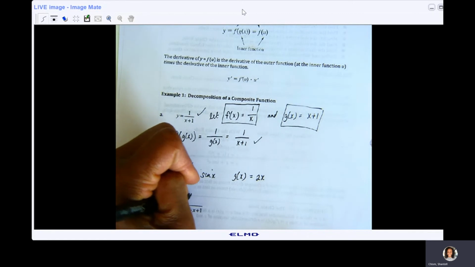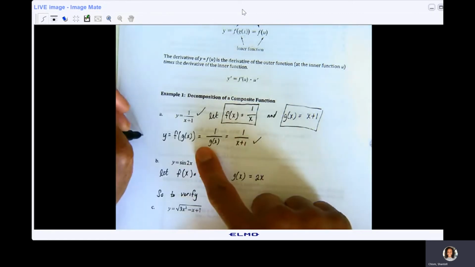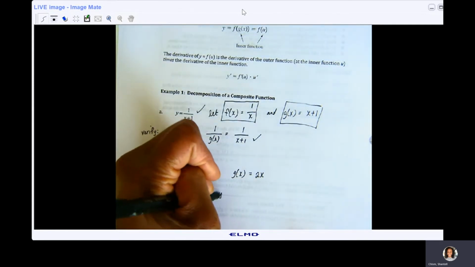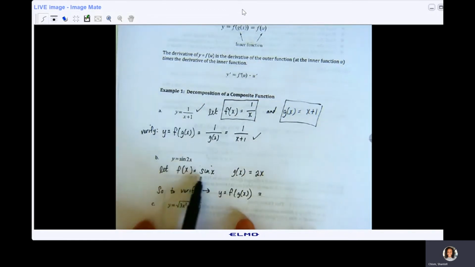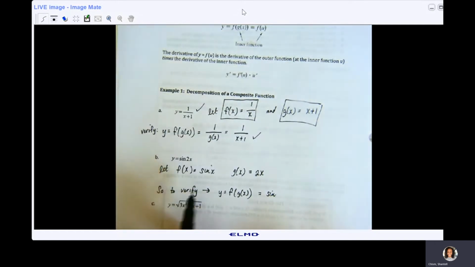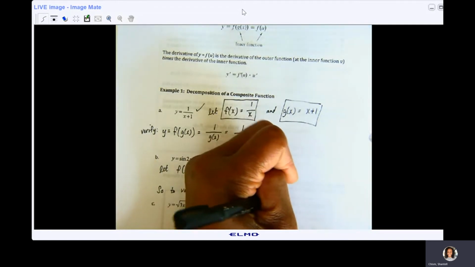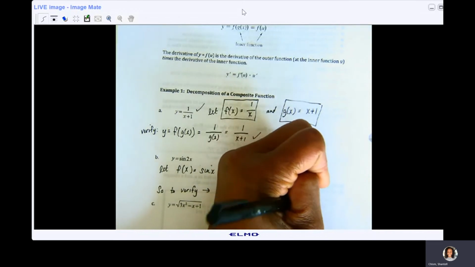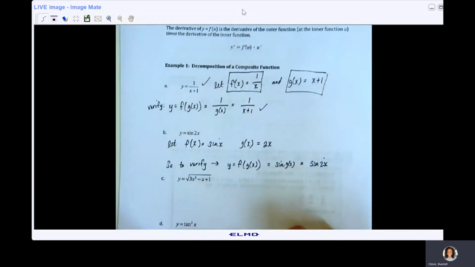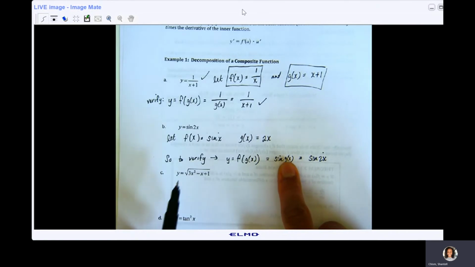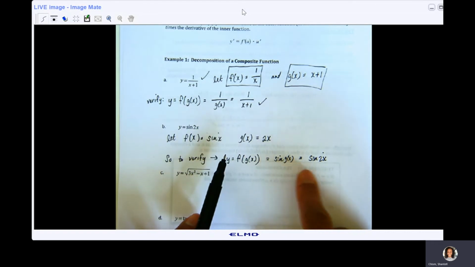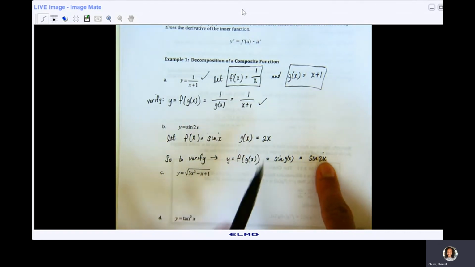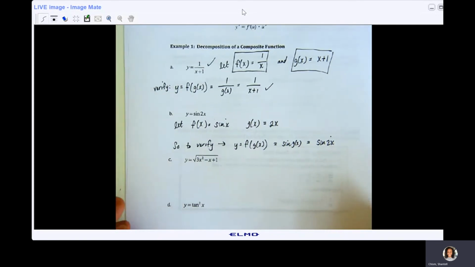You can check this, to verify, which is what we did up here. We can say y equals f at g of x. We take our outer function, sine, and where we have x, we technically have g of x, and that becomes sine 2x. You're taking g of x and putting it into f of x wherever you see x. So we had sine x, we now have sine g of x, and then we replace g of x with this actual function. Okay?